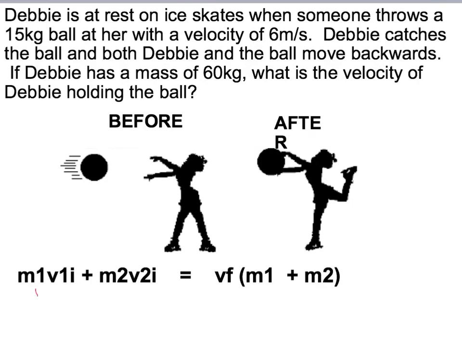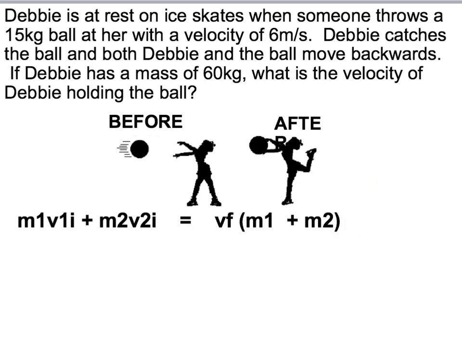So we have the mass and the initial velocity of the ball plus the mass and the initial velocity of Deb, and that's going to equal the final velocity of the ball plus Deb's mass. Now the reason we only have one velocity here is because these two are moving together because they're stuck, because this was an inelastic collision. So let's work through this and give ourselves a little more space.